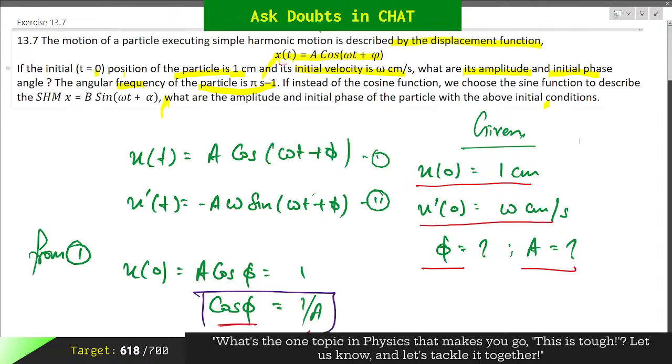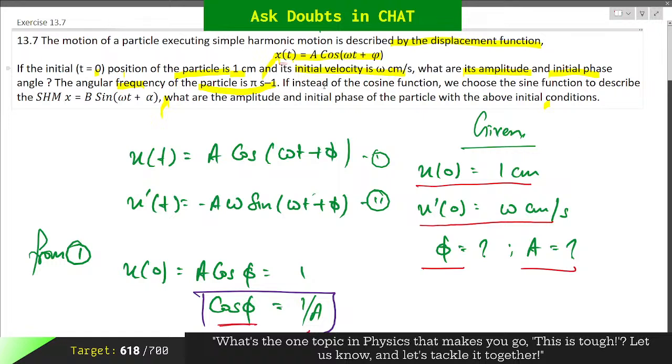So here in this question, we have a motion of a particle executing simple harmonic motion described by the displacement function x(t) = A cos(ωt + φ). If at initial time t = 0 the position of the particle is 1 centimeter and the initial velocity is ω centimeter per second, what is its amplitude and initial phase angle? The angular frequency of the particle is π per second, that is ω = π per second.